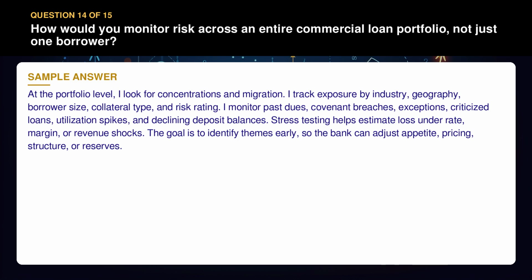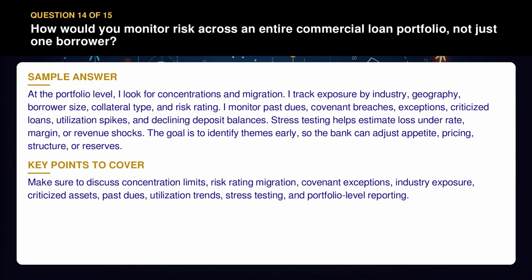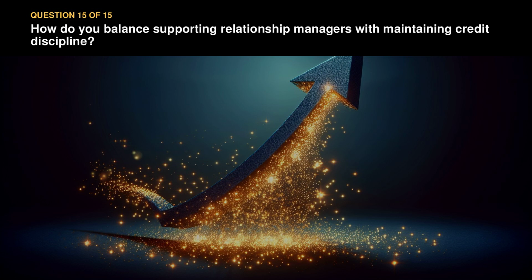Stress testing helps estimate loss under rate, margin, or revenue shocks. The goal is to identify themes early, so the bank can adjust appetite, pricing, structure, or reserves. Make sure to discuss concentration limits, risk rating migration, covenant exceptions, industry exposure, criticized assets, past dues, utilization trends, stress testing, and portfolio-level reporting.